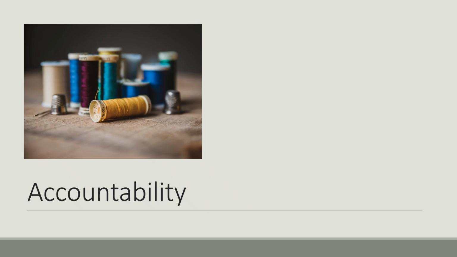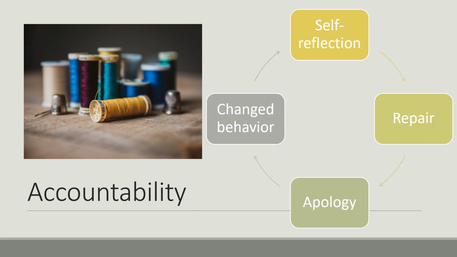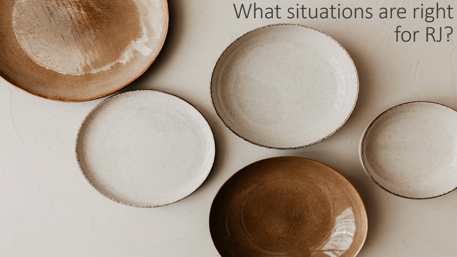RJ practitioner Mia Mingus teaches that accountability has 4 parts: self-reflection, repair, apology, and changed behavior. So in a repair agreement, we usually try to pair apology with action. Action to repair the harm and action to prevent it from happening again. That's what creates accountability. So what cases are appropriate for restorative justice?